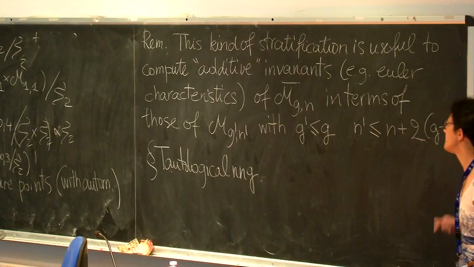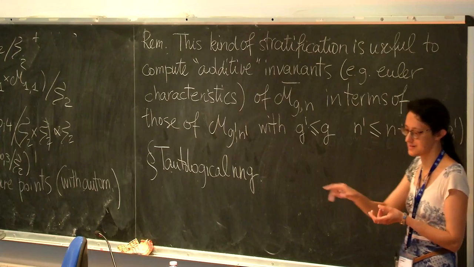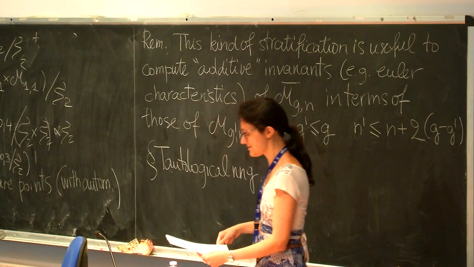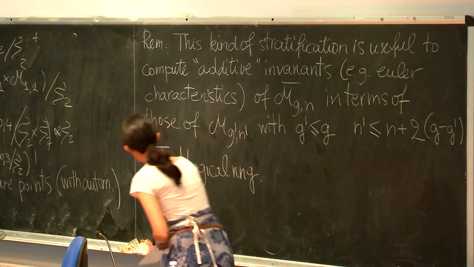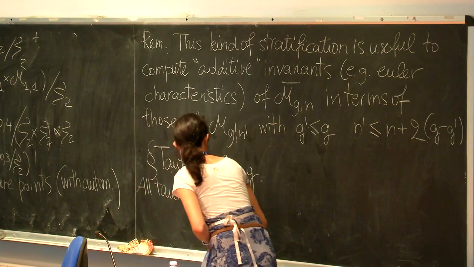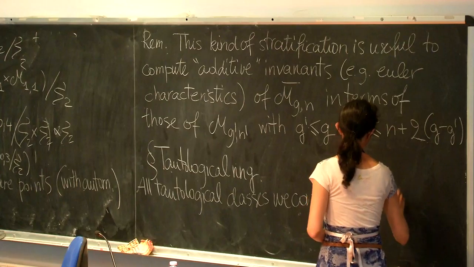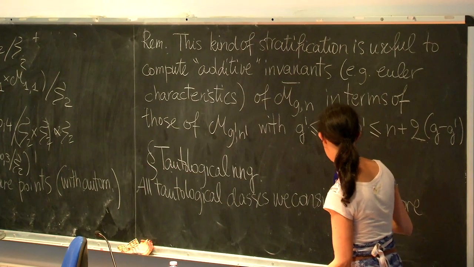So where do they all live together? If we are working on the open M_g,n, we can say, okay, we may want to take the subring of the cohomology just generated by the psi classes, the kappa classes, and the lambda classes. But then if we start to think about stable curves, we need a way to encode also the strata classes into this. So it's not so clear what the natural definition would be for the ring that contains everything we want it to contain. All the tautological classes we considered before can be viewed as elements of a nice subring, either of the Chow ring or the cohomology ring.